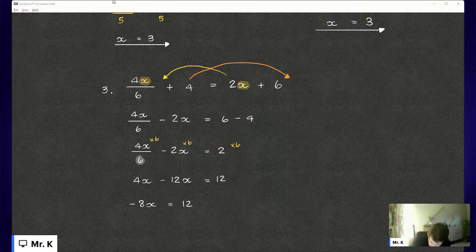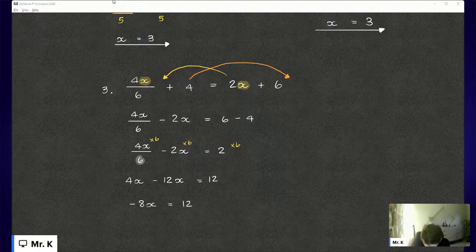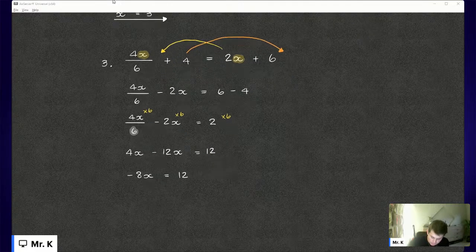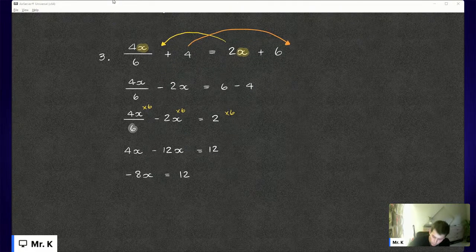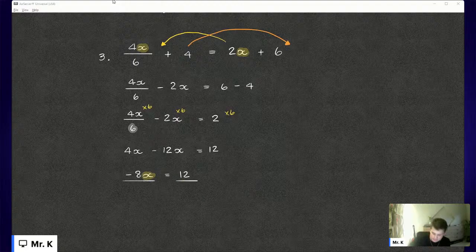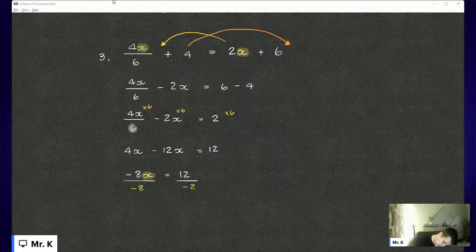So I've gone through the process of dealing with all of the plussing and minusing. And now we reach this point at the bottom again where we want to get x on its own. So the negative 8 is in the way. So what are we going to do? The opposite of multiplying is to divide. So we are going to divide by negative 8 on both sides of the equation.